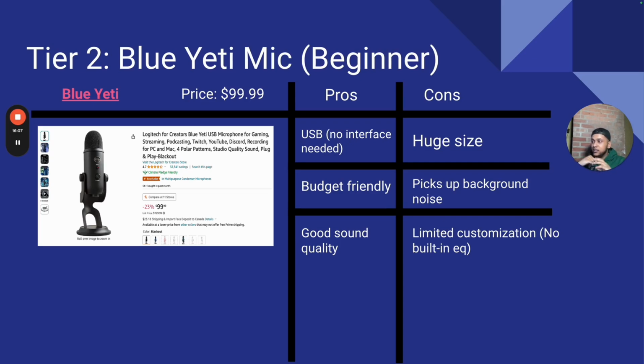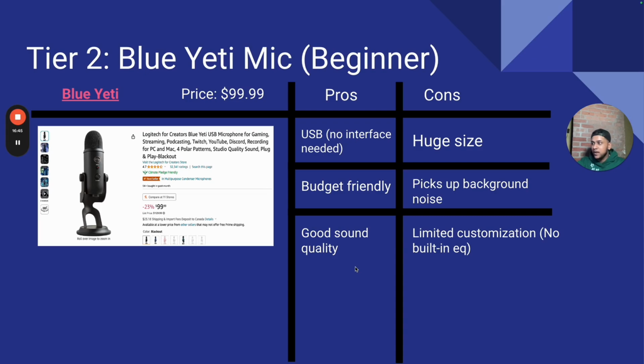The pro to this is that it uses USB, so it doesn't need an external interface. An interface can cost anywhere from $50 to $100 plus. It's budget friendly, so you don't have to spend too much money. It's a one-time investment of $100 and you have a microphone that sounds very good for a long time and it has good sound quality.